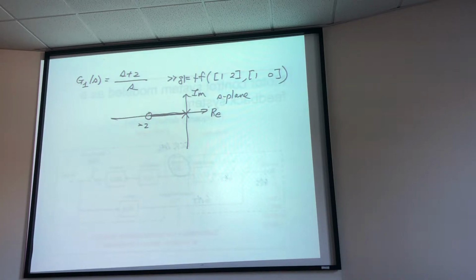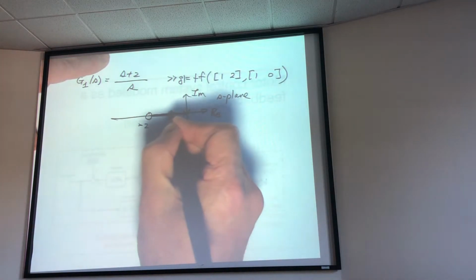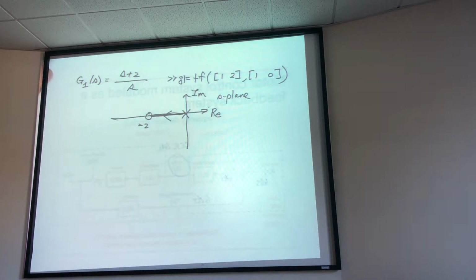I don't think MATLAB draws an arrow, but I'm going to draw an arrow like this. Does MATLAB draw an arrow? No, okay, it just gives you a line. So how do I know where the arrow goes? Well, let's make some generalizations.